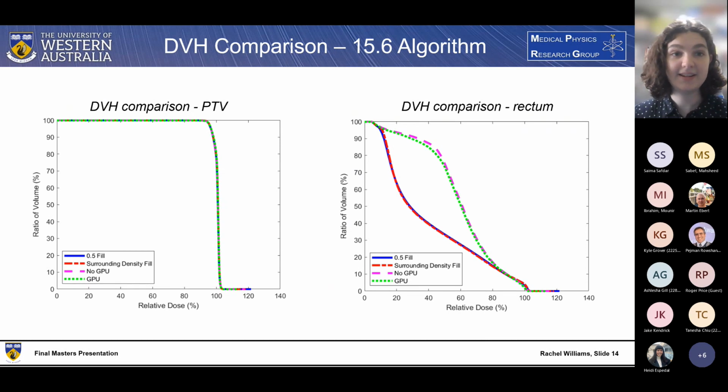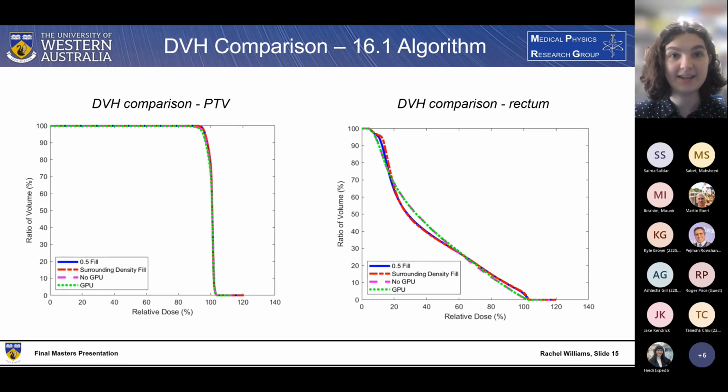So the following are dose volume histogram comparisons for the 15.6 algorithm. To the left, you can see that the dose to the PTV agreed very closely for all treatment plan techniques. There appears to be more sparing of dose to the rectum on the graph to the right for the DVH comparison for the half fill and surrounding density fill plans, whereas there is only a slight difference between the air cavity corrected and not corrected plans.